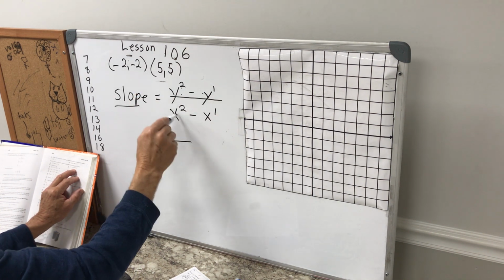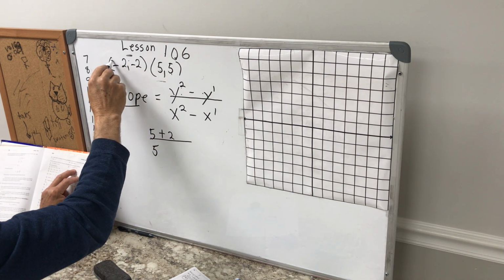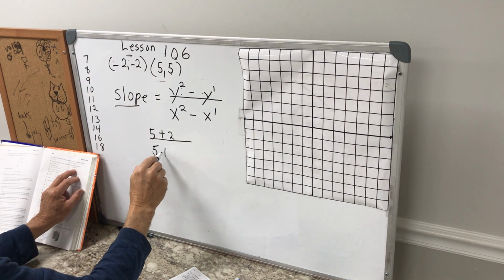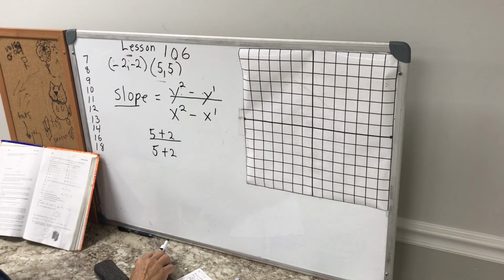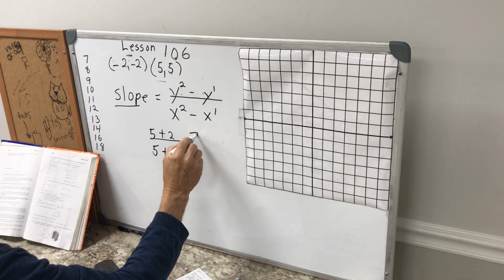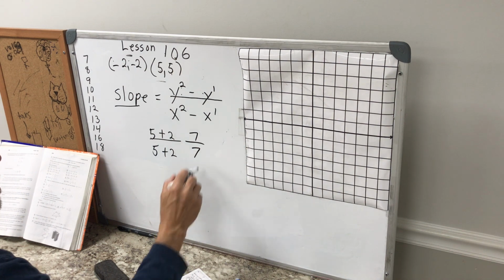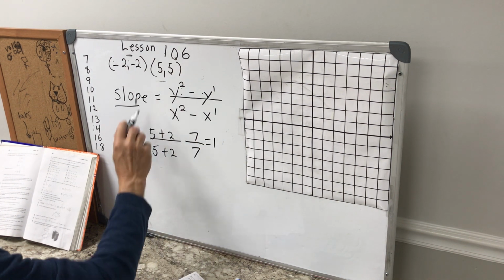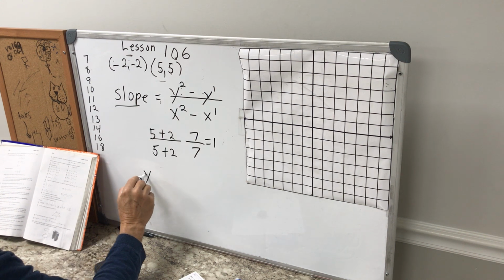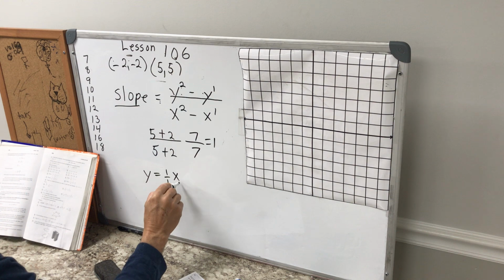Now we're ready for the x's. x2 is a 5. Back over here to minus negative 2 is going to be a positive 2. Did that make sense? Think about that a moment. Okay, so 5 plus 2 is 7 over 7. 7 over 7 equals 1. We have just solved our slope. So we have y equals 1 over 1 x.